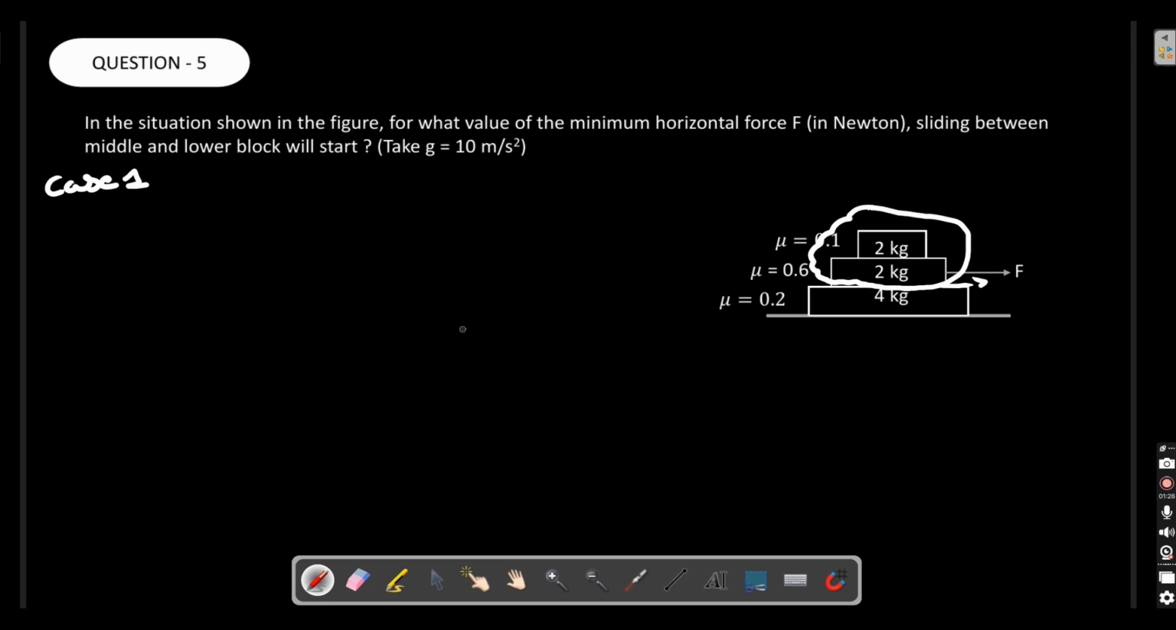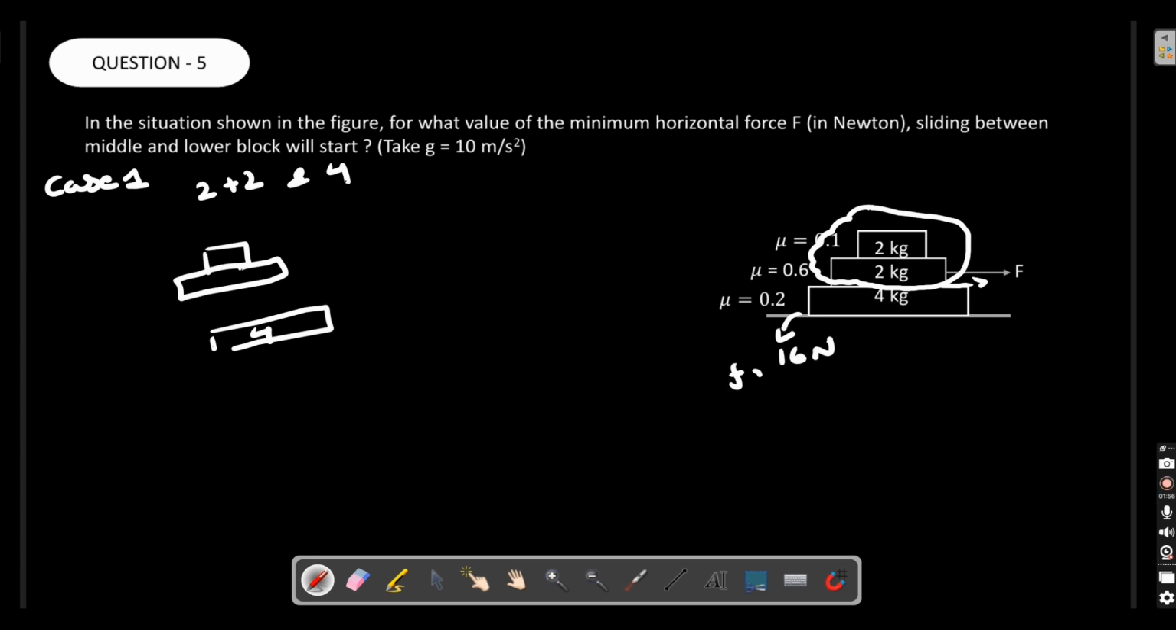Case 1 you understood, I guess. That is 2 plus 2 together, and then 4. Right. There is slipping, they said. Now, this is 2. This is 2. They are together. And then there is slipping on 4. Right. Here you will have mu mg. So here you will have how much? Mu into, that is 0.2 into 4 plus 2, 6 plus 2, 8 into 10. So here you have 16 Newton.